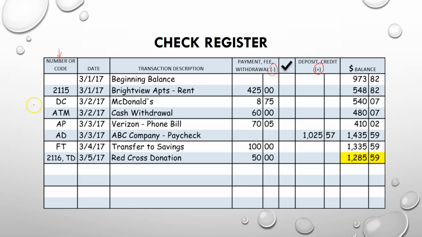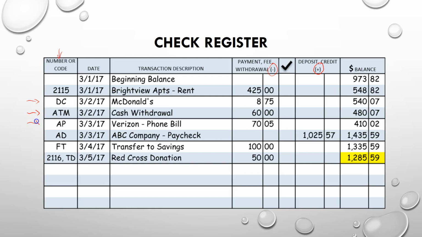So maybe this one right here says DC. That's probably debit card, right? So that looks like somebody went to McDonald's and swiped their debit card. So maybe you come up with your own little code, like DC is for debit card. And then the next one, you go to the ATM and you withdraw some cash, so you put in a code, ATM, right?